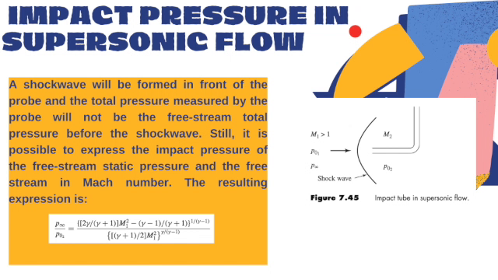For impact pressure in supersonic flow, a shockwave will be formed in front of the probe, and the total pressure measured by the probe will not be the free stream total pressure before the shockwave. Still, it is possible to express the impact pressure in terms of the free stream static pressure and the free stream Mach number. The resulting expression is stated in the slide. This equation is valid for Reynolds number based on the probe diameter greater than 400, and is called the Rayleigh supersonic pitot formula.